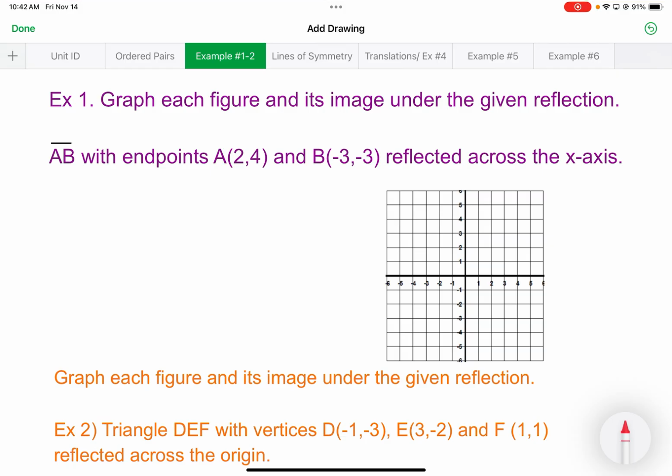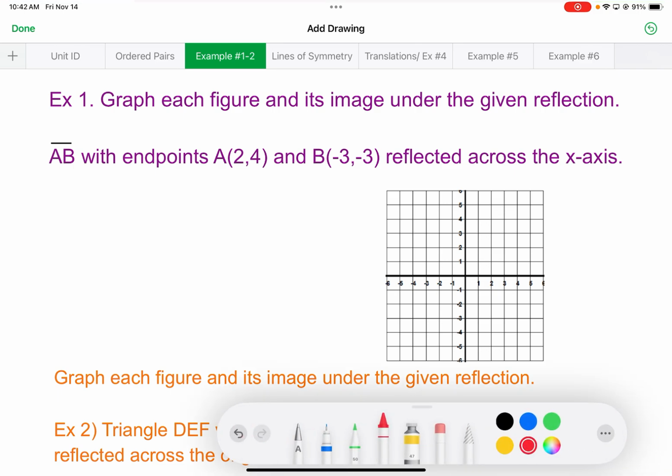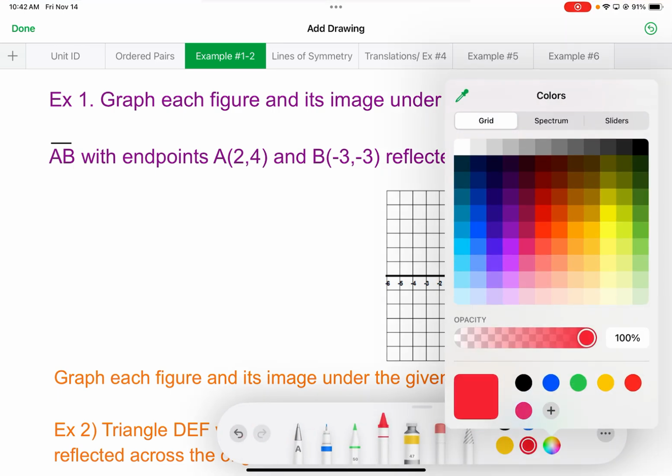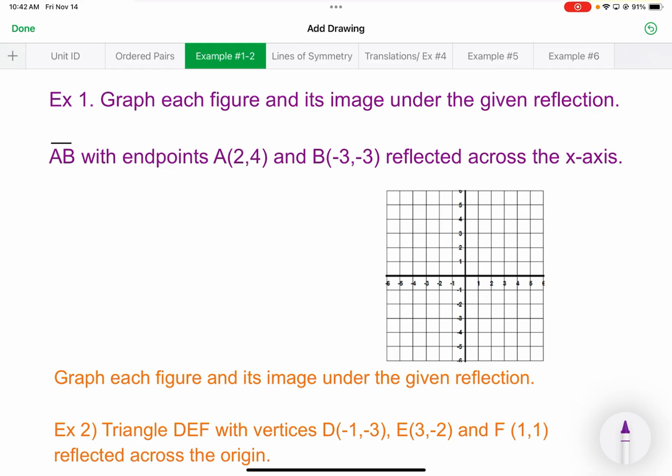All right, so examples 1 and 2: graph each figure and its image under the given reflection. So we've got the segment AB, it's got endpoints (2, 4) and (negative 3, negative 3). And I want to reflect it across the x-axis. Step 1 is let's plot our figure. They give it to us in purple writing, so I'm doing it in purple. All right, so A is at (2, 4). And then B is at (negative 3, negative 3).